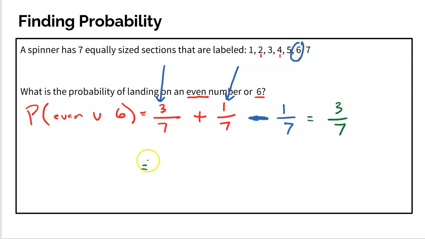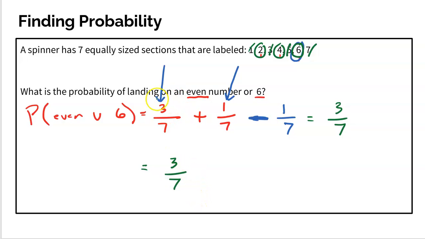Maybe it makes more sense if you just said, okay, what's going to make me happy? Getting an even or getting a 6? 1, not happy. 2, okay, that's even, or it's a 6. 3, not happy. It's not even, nor is it a 6. 4, okay, it's even, so that makes me happy. 5, it's not even, not 6, so that's not going to make me happy. 6, that makes me happy. It's even and it's a 6. Okay, great. It's both even and a 6. I don't care that it's both. I just care that it's going to make me happy. 7, not even, not 6. So 3 out of 7 numbers are going to make me happy.